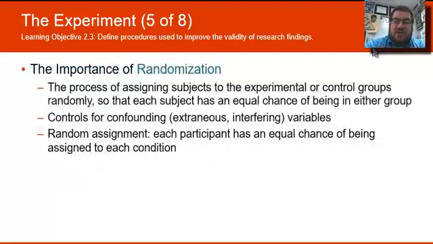And it's important to assign subjects to the experimental or the control groups randomly so that each subject has an equal chance of being in either group. This takes bias out of the picture, and it also allows for control of confounding variables. Random assignment: each participant has an equal chance of being assigned to each condition.